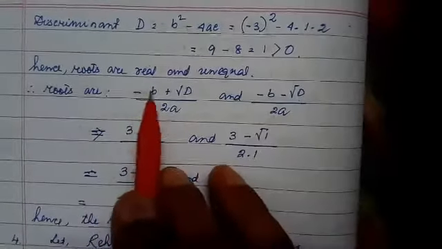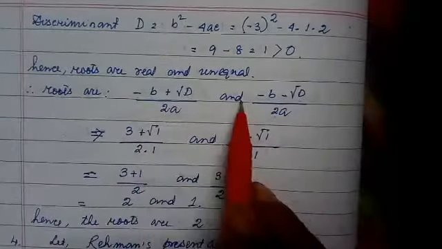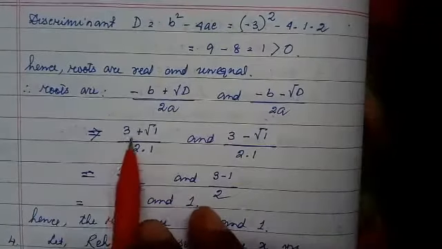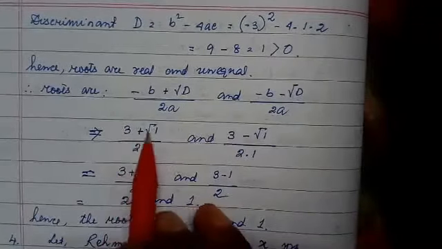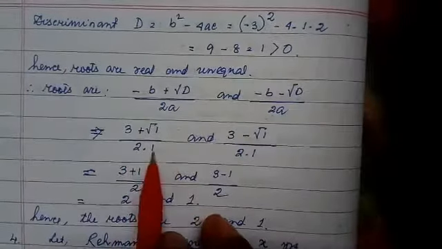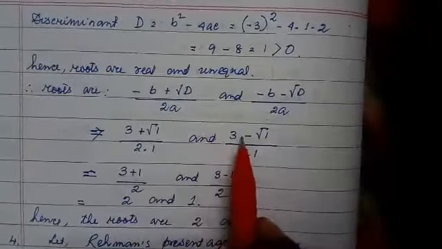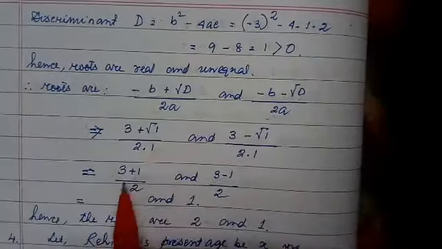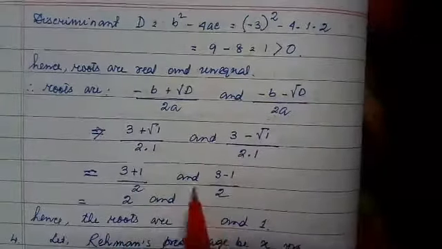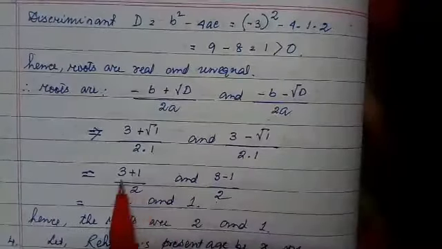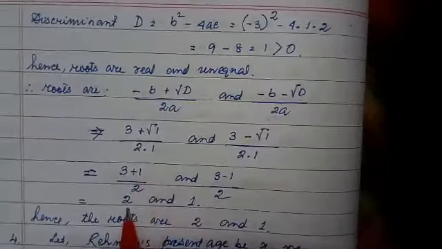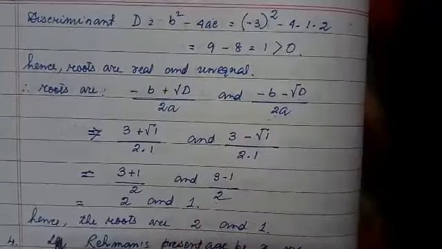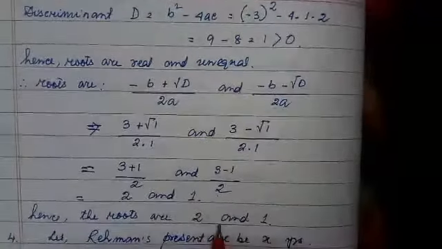Roots are (−b + √D)/2a and (−b − √D)/2a. So this is equal to (3 + √1)/(2 × 1) and (3 − √1)/(2 × 1). There √1 means 1. So (3 + 1)/2 and (3 − 1)/2. 3 plus 1, 4, 4 by 2, that is 2. And 3 minus 1, that is 2, 2 by 2 is equal to 1. Hence the roots are 2 and 1.